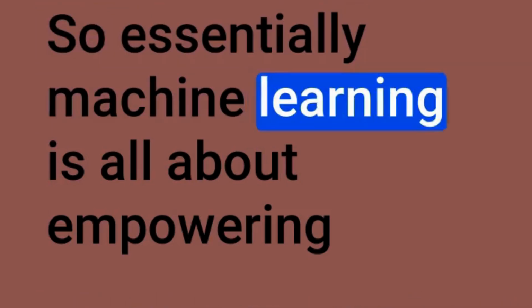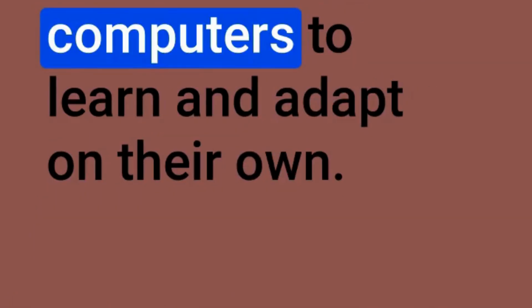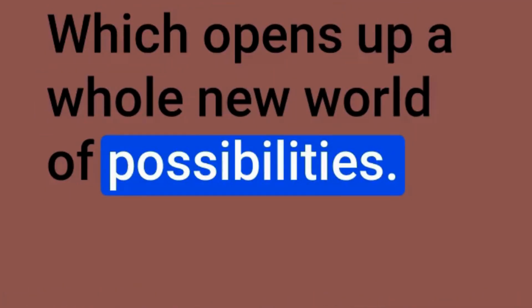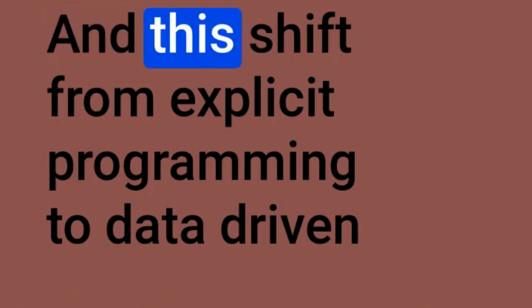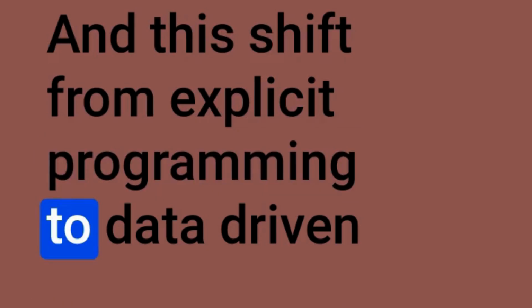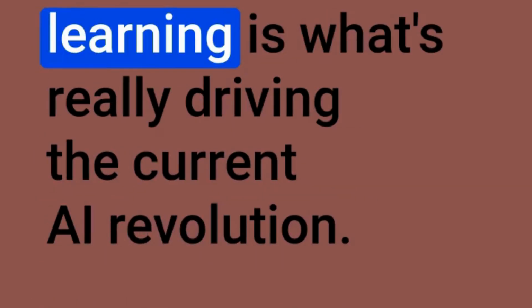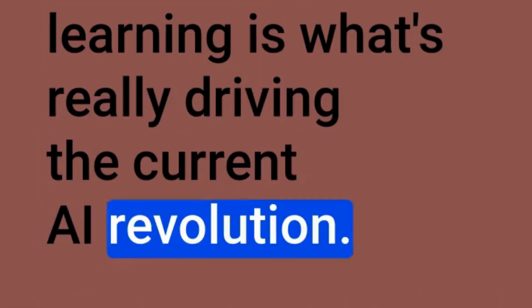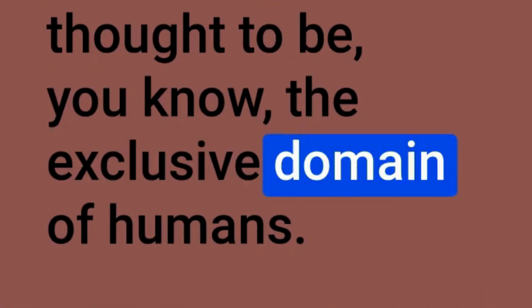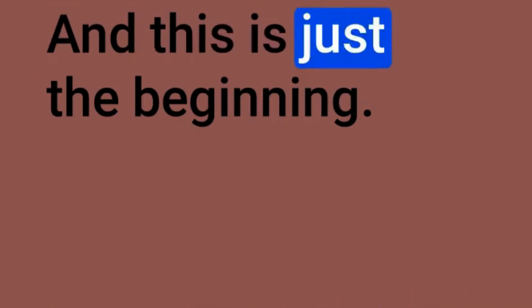So essentially, machine learning is all about empowering computers to learn and adapt on their own, which opens up a whole new world of possibilities. Precisely. And this shift from explicit programming to data-driven learning is what's really driving the current AI revolution. It's enabling computers to tackle tasks that were once thought to be the exclusive domain of humans. And this is just the beginning.